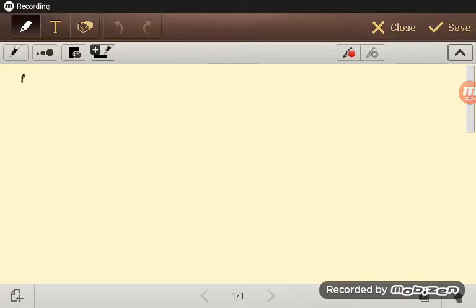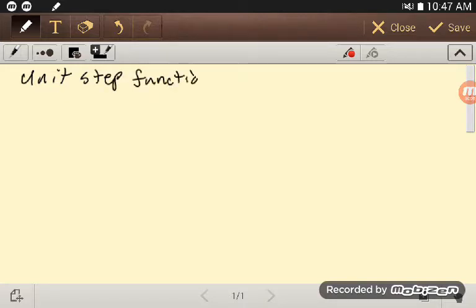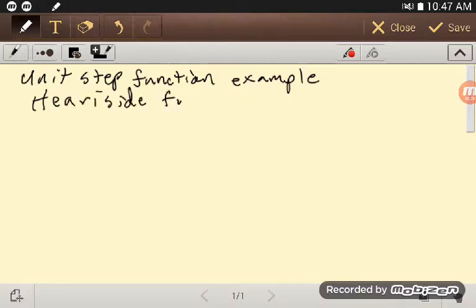Okay, so we're going to do a unit step function example. This is the same thing as the Heaviside function for our forcing function. And let's look at the same differential equation we've used before.